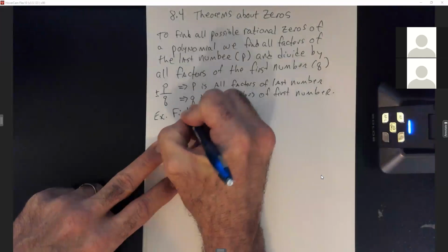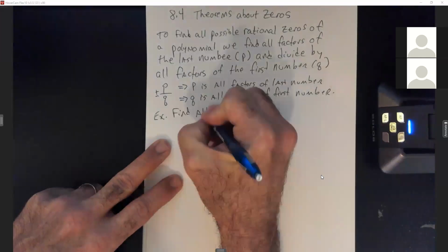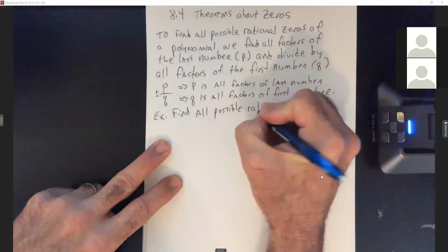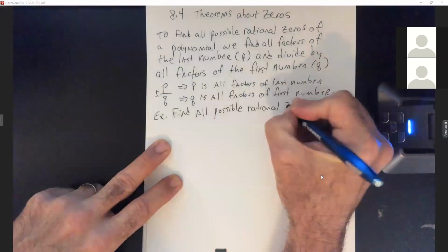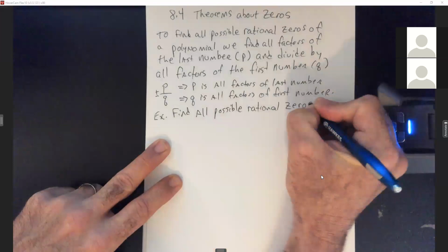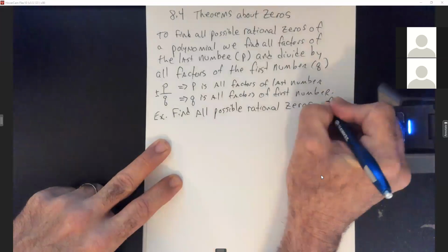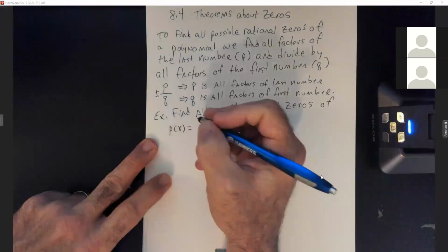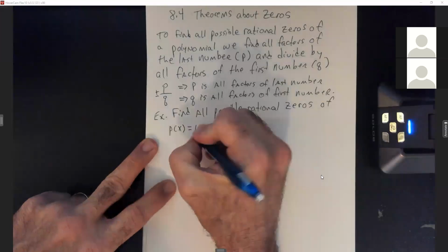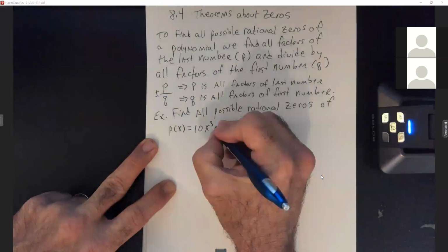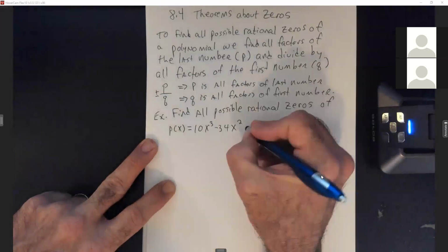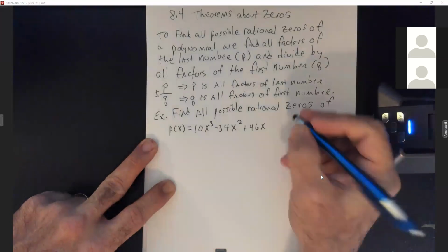So we're going to find all possible rational zeros of P of x equals 10x to the third minus 34x squared plus 46x minus 21.